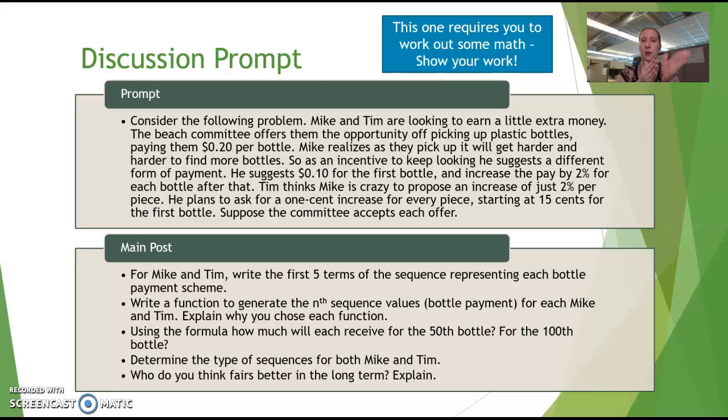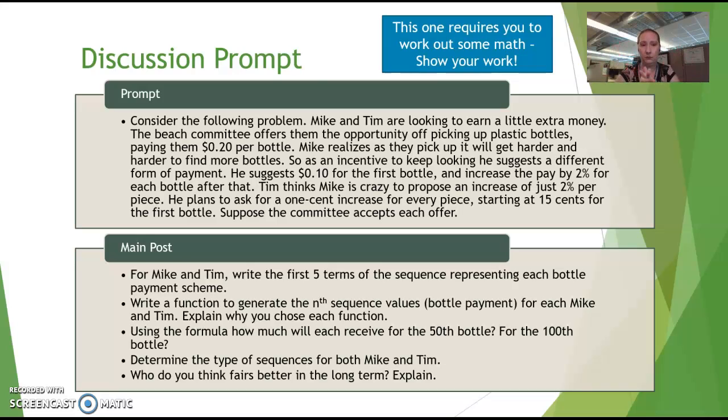Consider the following problem. Mike and Tim are looking to earn a little extra money. The beach committee offers them an opportunity of picking up plastic bottles, paying them 20 cents per bottle. Mike realizes as they pick up, it will get harder and harder to find more bottles. So as an incentive to keep looking, he suggests a different form of payment. He suggests 10 cents for the first bottle and increase the pay by 2% for each bottle after that. Tim thinks Mike is crazy to propose an increase of just 2%, and so he plans to ask for a 1 cent increase for every piece, starting at 15 cents for the first bottle. So suppose the committee accepts each offer, so they're getting paid differently.